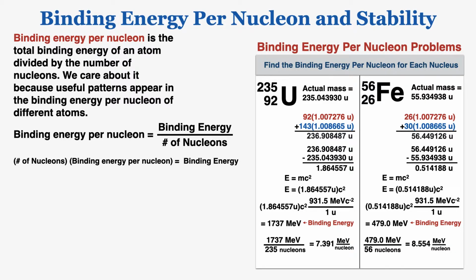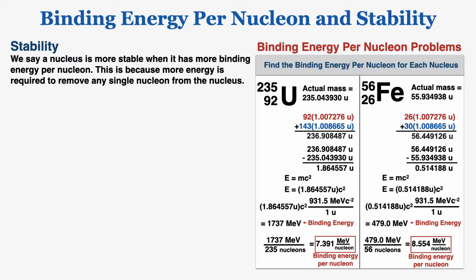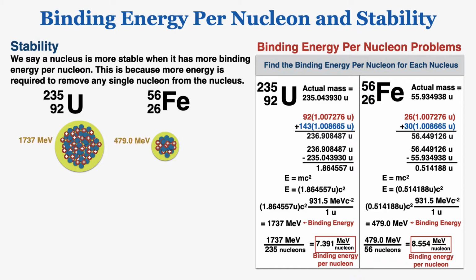Binding energy per nucleon is usually measured in mega-electron volts per nucleon. We say that a nucleus is more stable when it has more binding energy per nucleon. This is because more energy is required to remove any single nucleon from the nucleus. So as an example, if we compare uranium-235 and iron-56, uranium-235 is going to have more binding energy than iron.